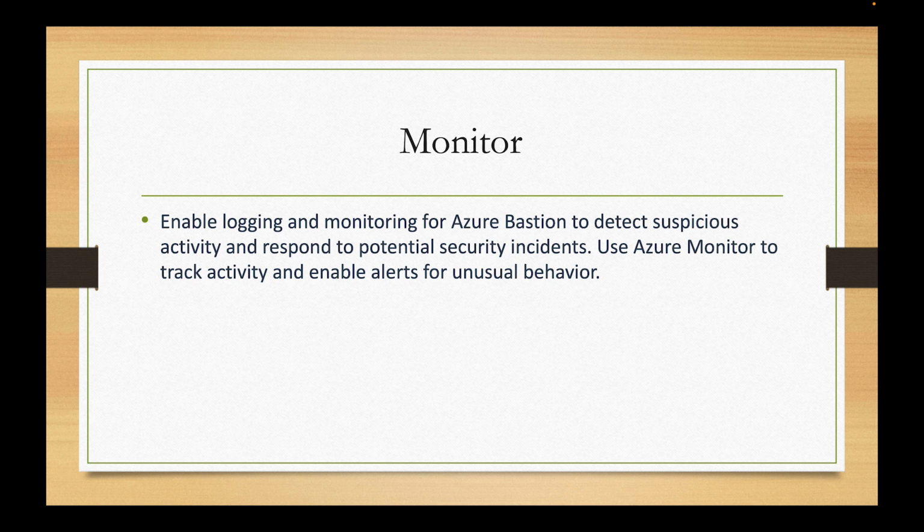Last but not least, which is monitor. Enable logging and monitoring for Azure Bastion to detect suspicious activity and respond to potential security incidents. Use Azure Monitor to track activity and enable alerts for unusual behavior. So don't just monitor it. You want to make sure that you're setting up alerts. And you can set up your alerts so that this way you can send an email, you could do some type of automation if something does happen.